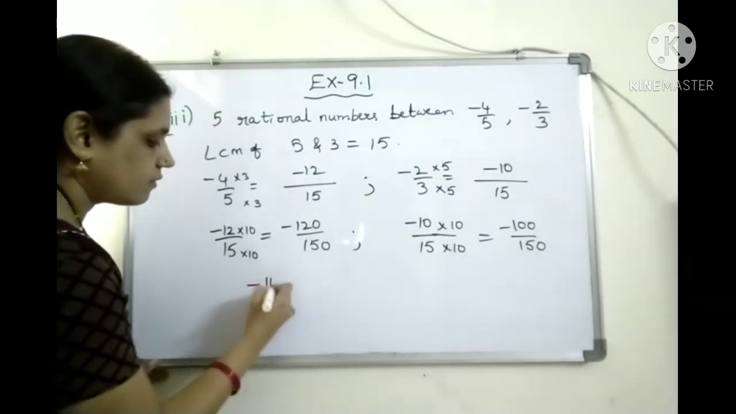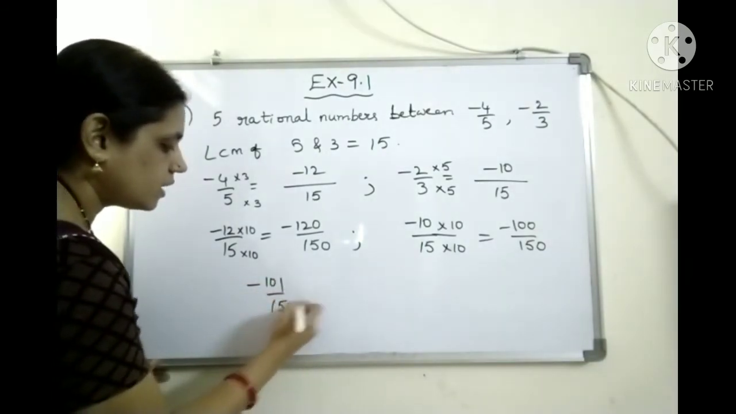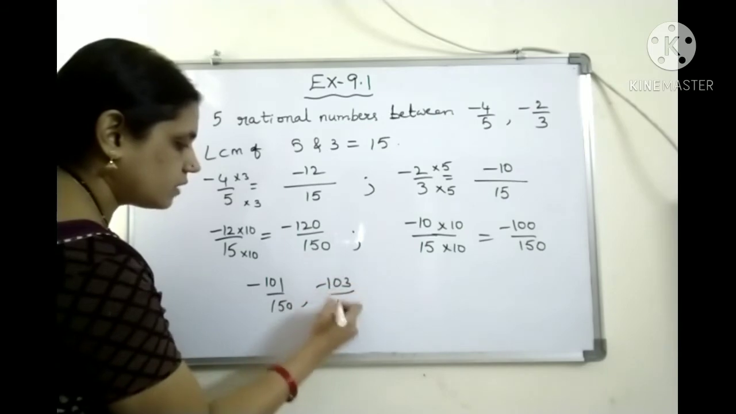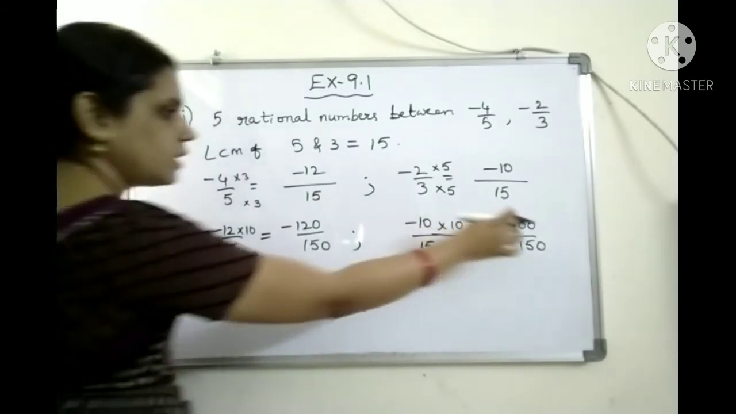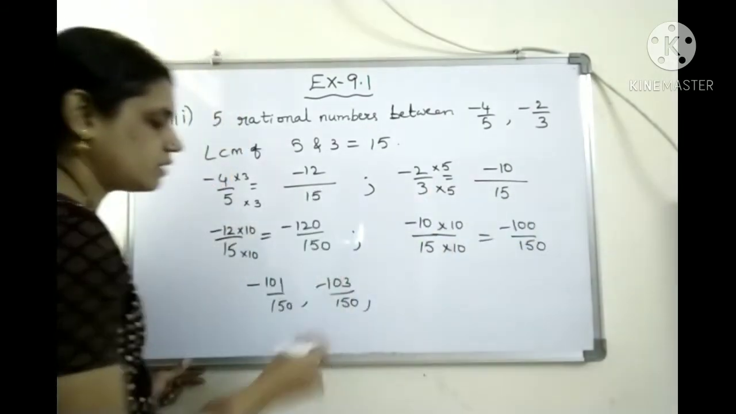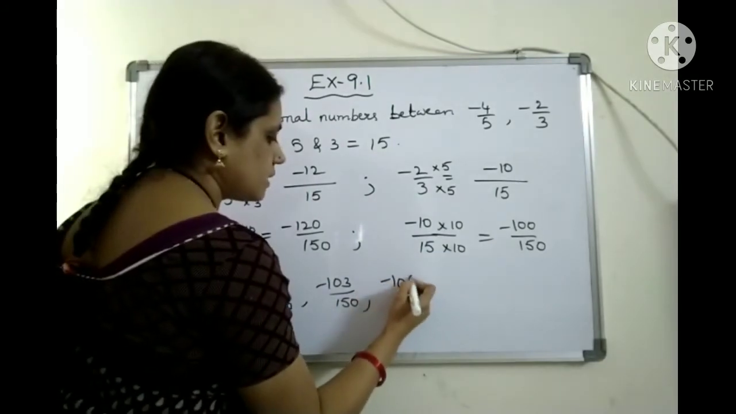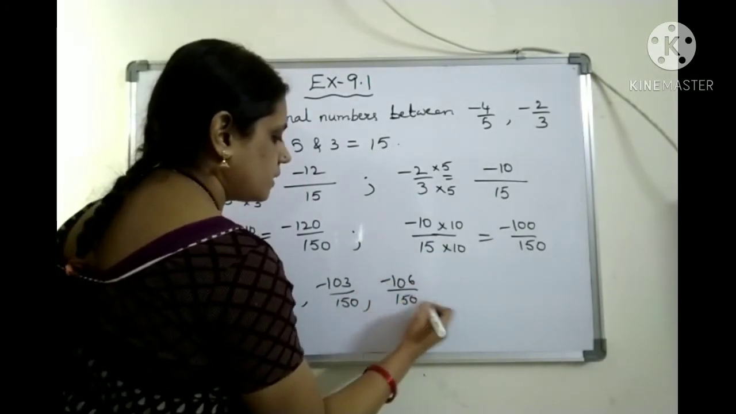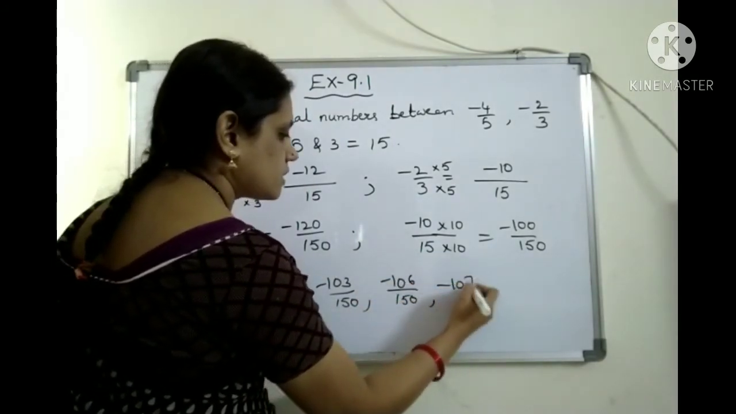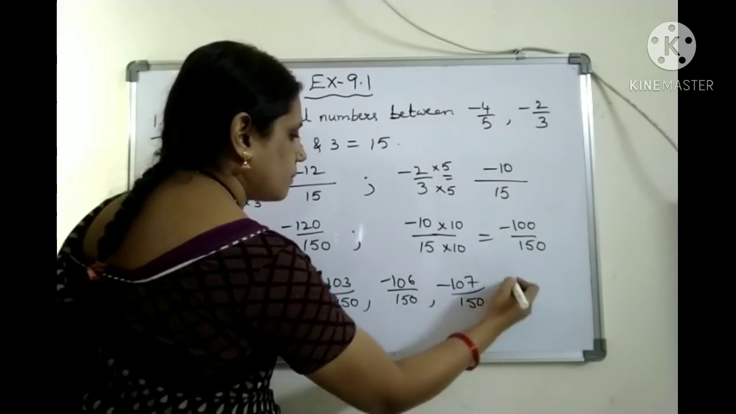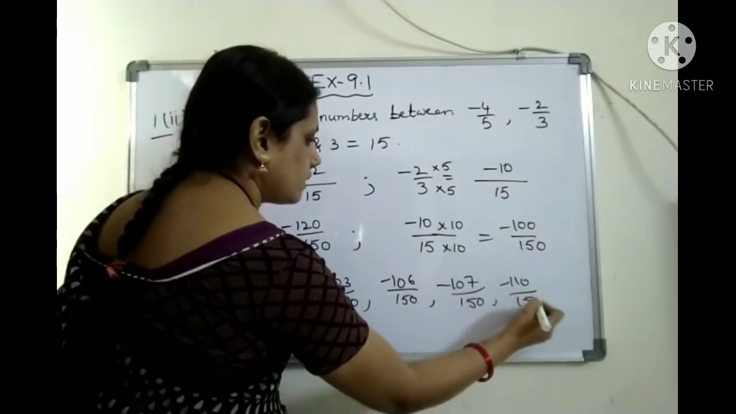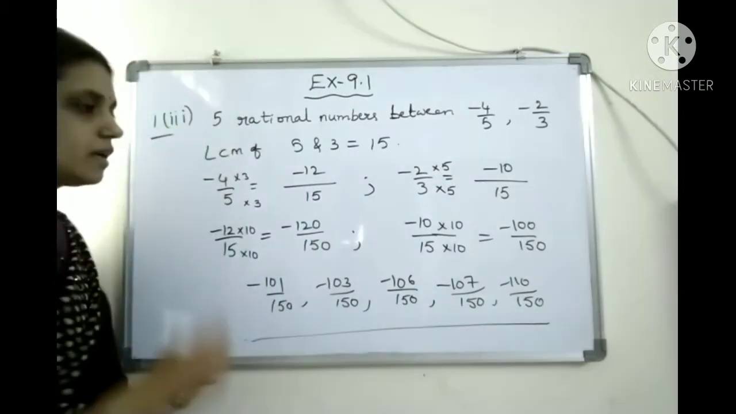So minus 101 by 150. Minus 103 by 150. Anything you can write in between minus 100 and minus 120, anything you can write. Minus 106 by 150. Minus 107 by 150. Minus 110 by 150. Any 5 you can write.